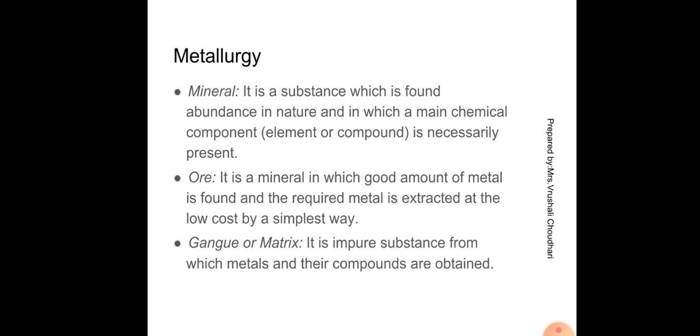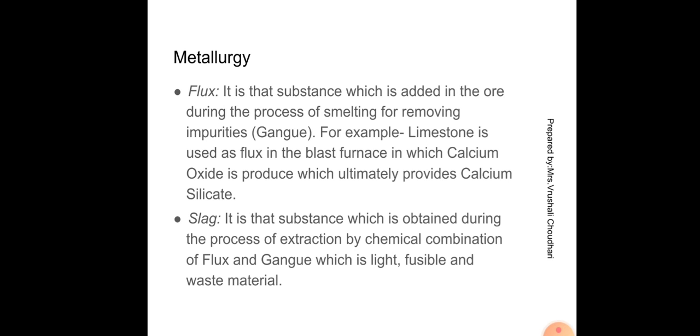Third one is gangue or matrix. So when it is an ore, it is composed of metal oxide plus impurity. So it is an impure substance from which metals and their components are obtained. It is an unwanted part that is called matrix.